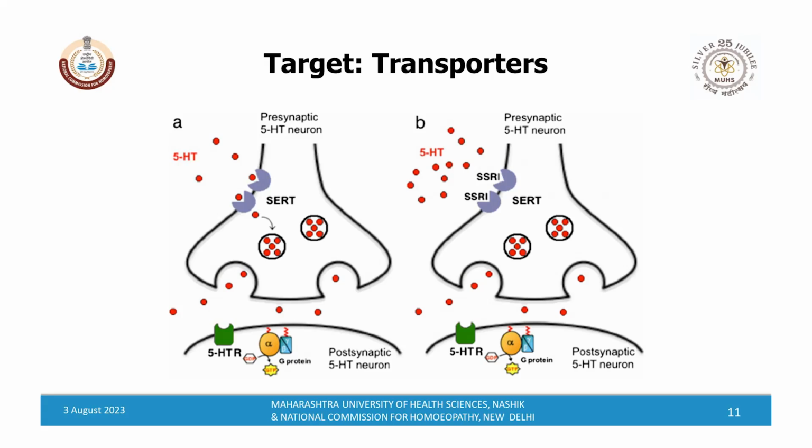This serotonin is required for uplifting of the mood of the patient. Thus, SSRIs, the drugs, by increasing the concentration of serotonin, result in uplifting of the mood of the patient. And therefore, these drugs are used in the treatment of depression. So this is how the drug acts, by acting on a transporter as a target.